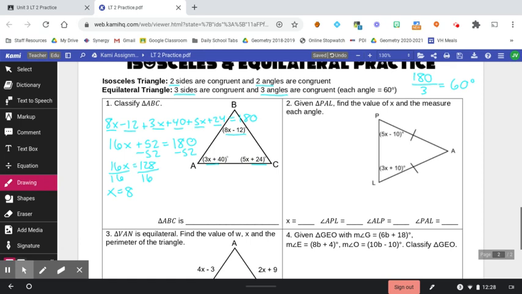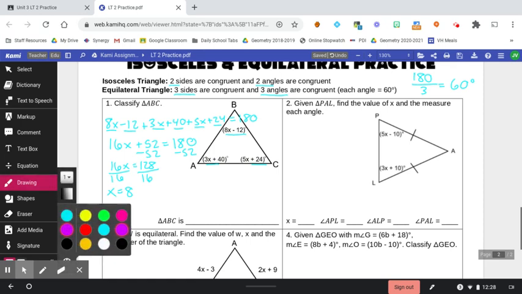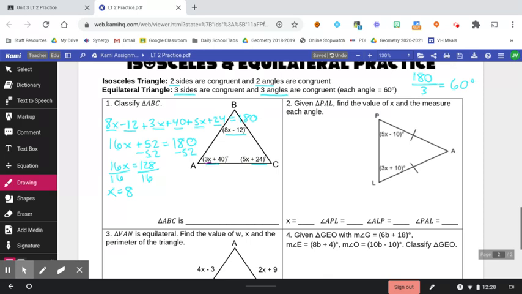All right, well, just knowing x doesn't necessarily tell me what type of triangle this is. So I'm going to go through and substitute 8 in for x everywhere that I see an x. So up here, 8 times 8 minus 12. That's 64 minus 12, which is 52 degrees. Down here, 3 times 8 plus 40. That's 24 plus 40, which is 64 degrees. And then over here, 5 times 8 plus 24. 40 plus 24 is 64.